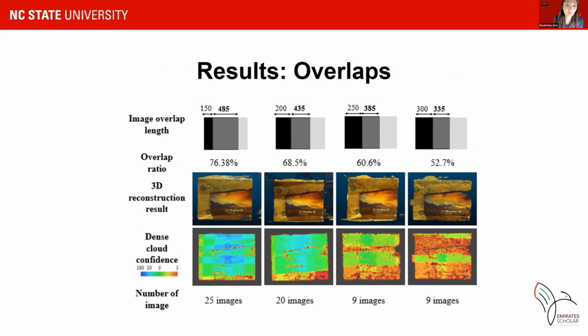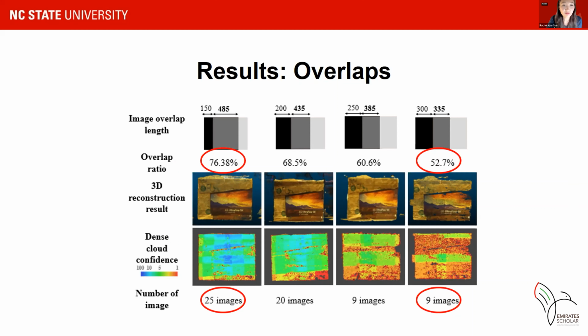So the stopping location was chosen based on the overlap ratio, which is related to the interval between 2 consecutive images. So this factor is also related to the number of images. In the case of 76% overlap, there are 25 images, and 52% has 9 images.